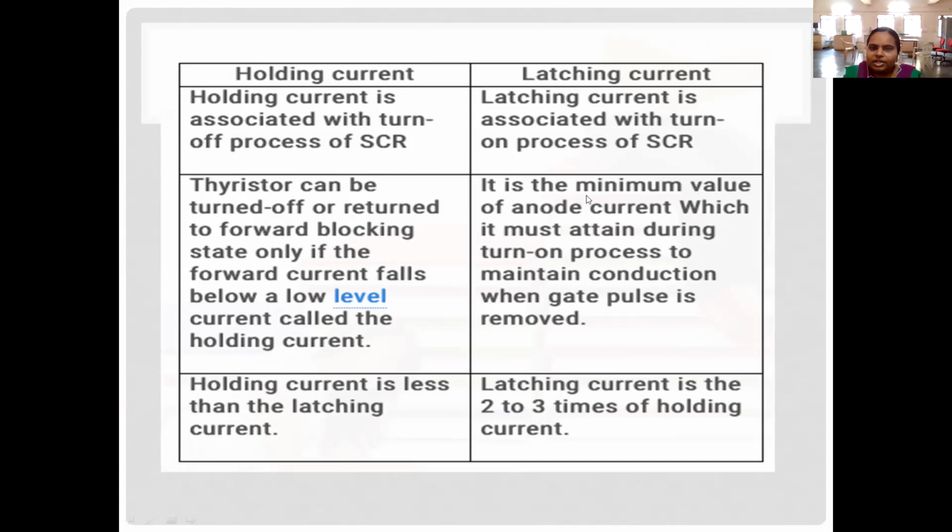What do you mean by latching? It is the minimum value of the anode current which it must attain during the turn on process to maintain conduction when the gate pulse is removed. It will keep conducting even when the gate pulse is removed. That's what latching is. The holding current is less than the latching current. Latching current is 2 to 3 times the holding current, so latching current is more when compared to the holding current. These are all the differences.